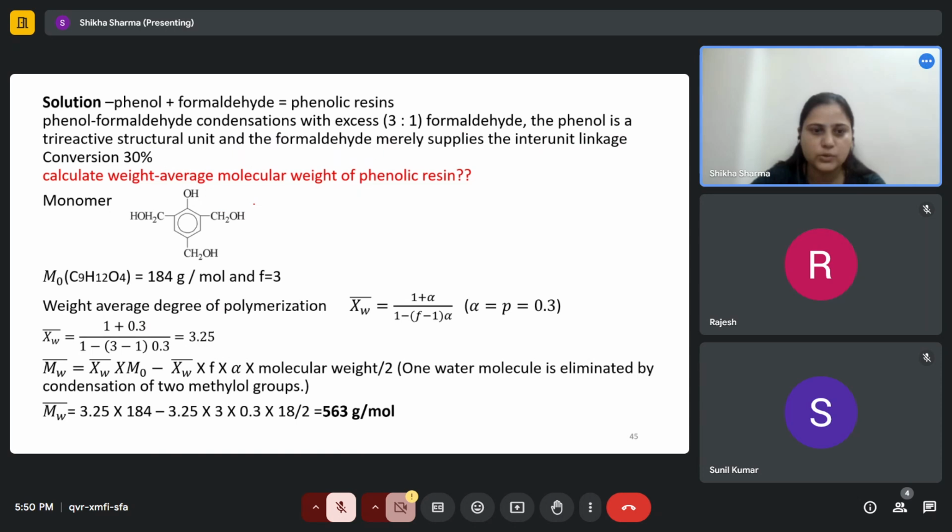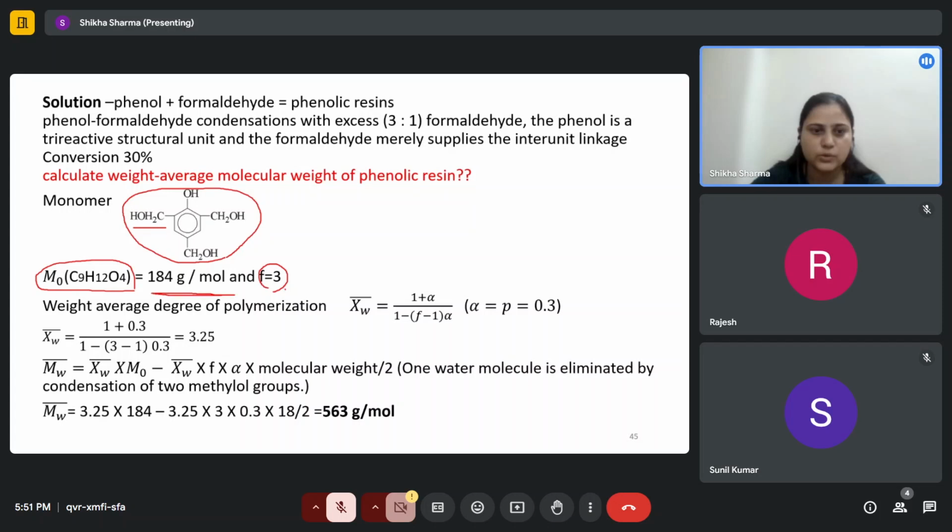The functionality is given in the question, F equals 3, right? First we draw how the monomer looks. So phenol is there, with the OH group, and at the second, fourth, and sixth carbon there is a CH2OH group, right? So we have 9 carbons, 12 hydrogens and 4 oxygens. We can calculate the monomer molecular weight as 184 grams per mole, right? And we know the functionality is 3.